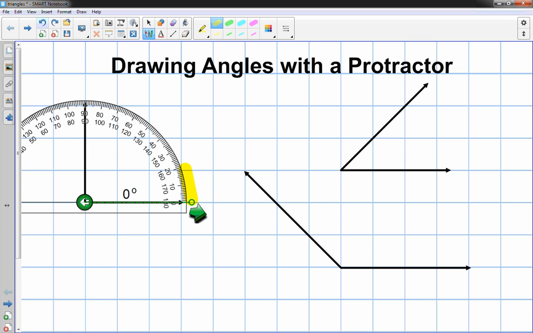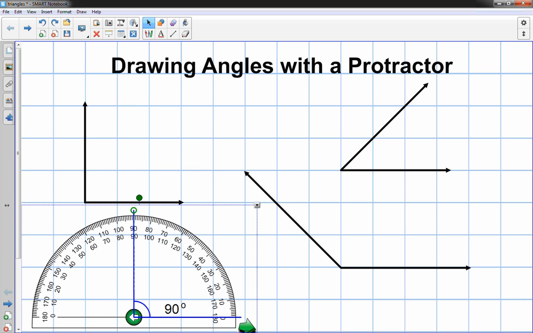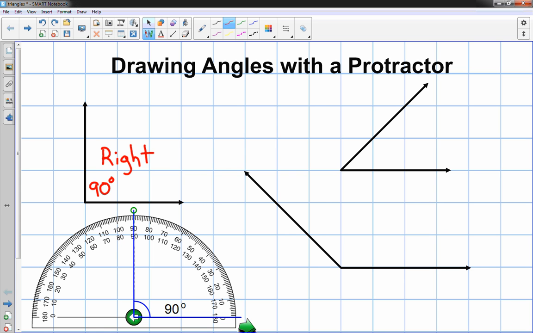And what I'm looking at is that angle right there. It's 90 degrees, and we call that a right angle. And what I've been having kids do is actually write the angle measure inside, and also say what kind it is. Is it right? Is it acute? Or is it obtuse?